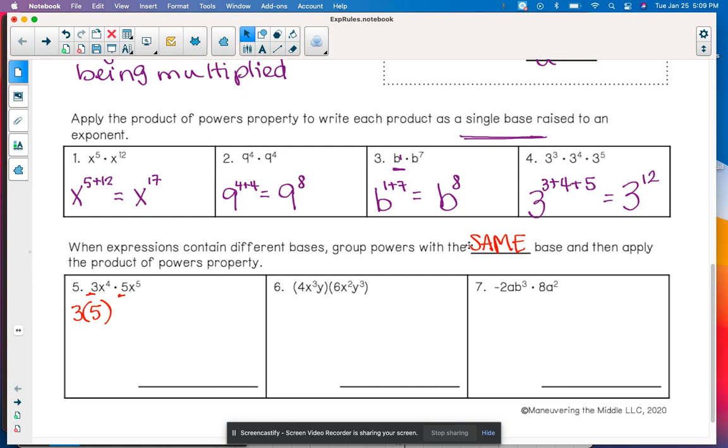And then I have bases of x and x. So when we multiply, we add the exponents together. We have x to the 4th plus 5. So when we simplify this, 3 times 5 is 15. And then x to the 4 plus 5 gives us x to the 9th.